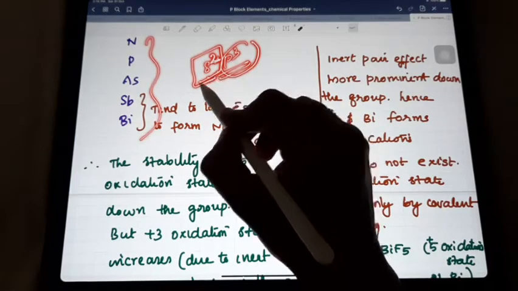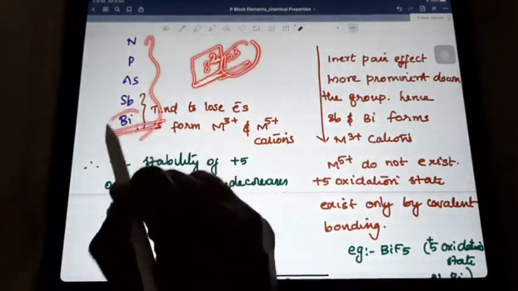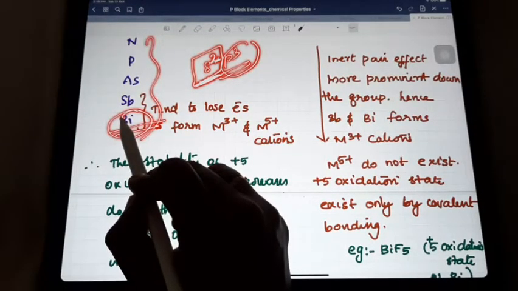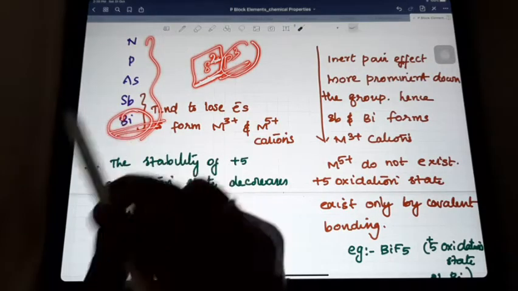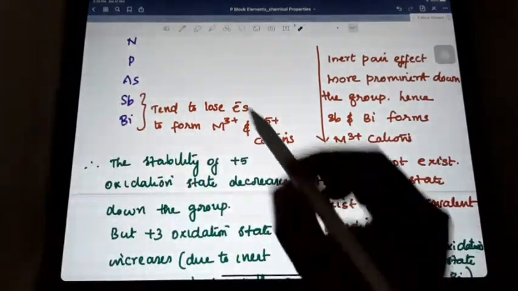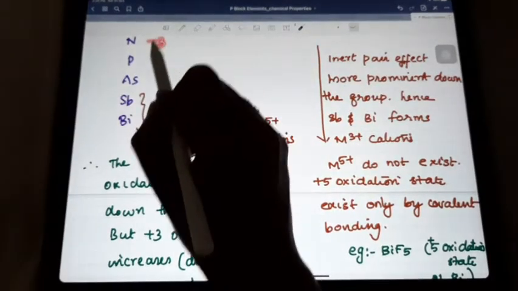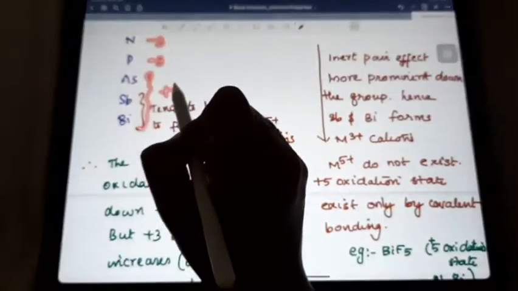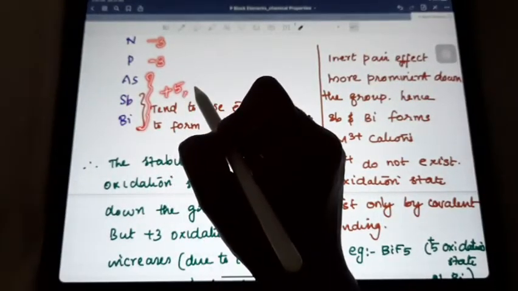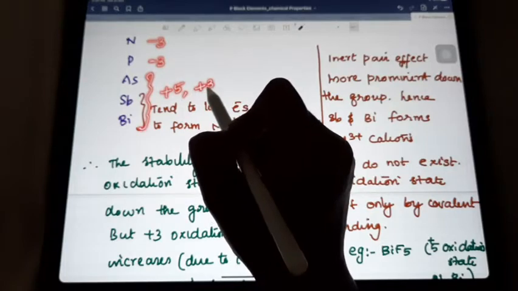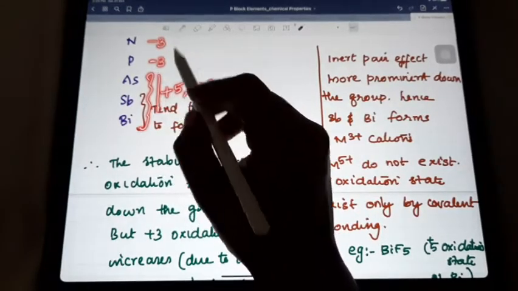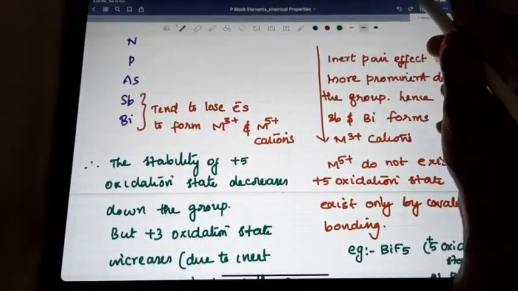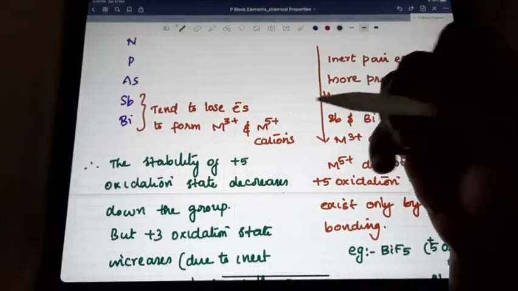That's why we say that the inert pair effect is the reason bismuth can exist in the +3 oxidation state and not the +5 oxidation state. So we can tell that nitrogen, phosphorus, arsenic, antimony, and bismuth favor -3, and as we said earlier, +5 also exists, and at the same time +3. But in bismuth's case, I told you, it is not at all interested in acting as +5. +5 is possible in the case of covalent bonding only.